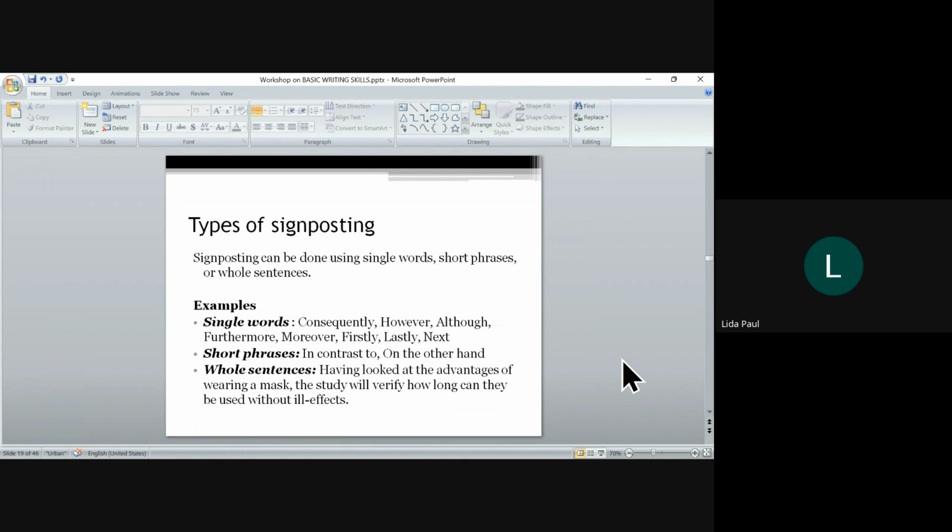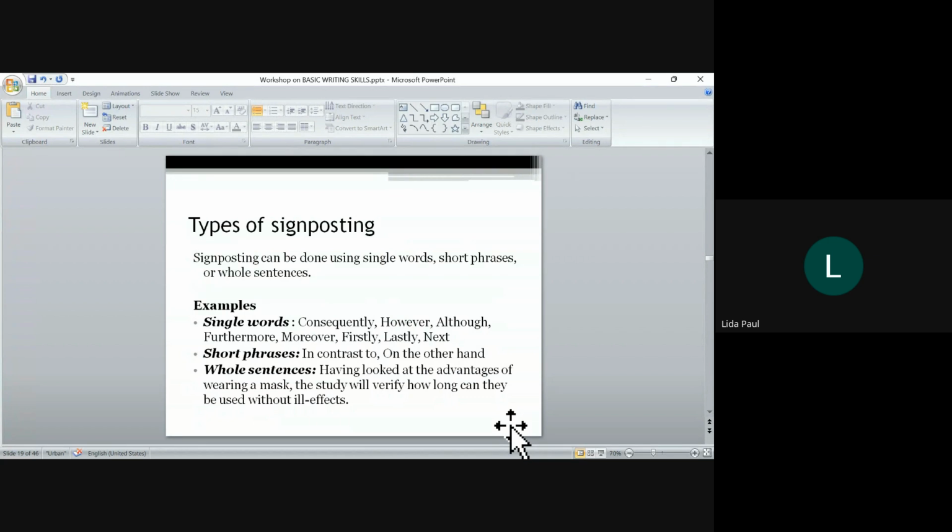Short phrases like in contrast to, on the other hand. Whole sentences like, having looked at the advantages of wearing a mask. I think, more than sentences, we should call it a clause, right? Whole clauses can sometimes be used to bridge between the previous sentence and the next sentence. So this is what is called linguistic signposting. You use these words, phrases, and sentences as signposters. Signposts basically mean linkers or connectors.